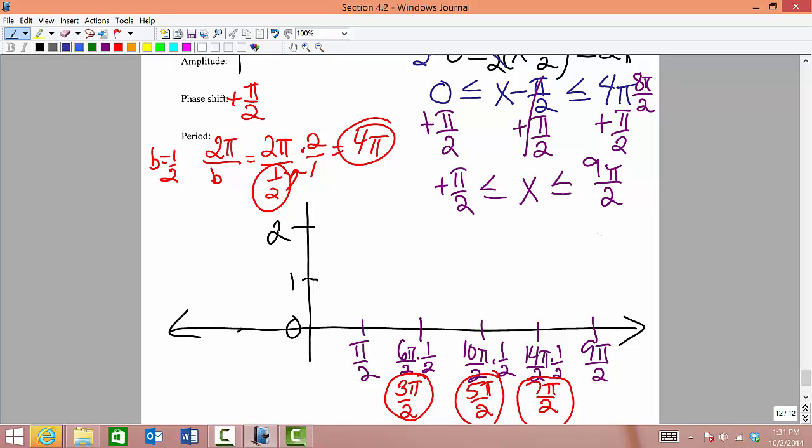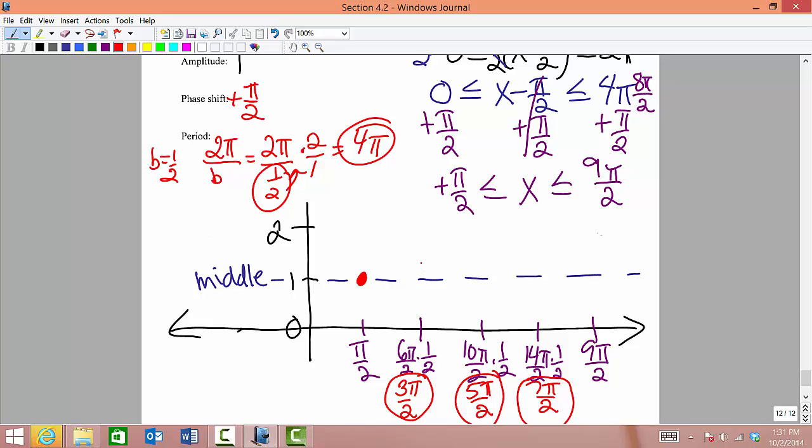So now we have 4 equal segments of our graph, and we said that the vertical shift was y equals 1, so we went up 1 unit. So the new middle of our graph will be at y equals 1. The amplitude is 1. We don't have a vertical flip, so we're just going to graph our sine function in the usual manner. So we're going to start at pi over 2.